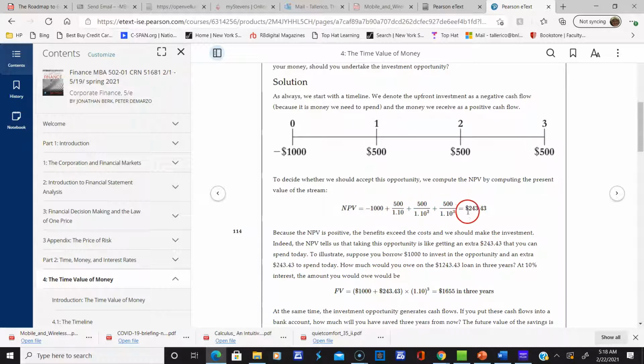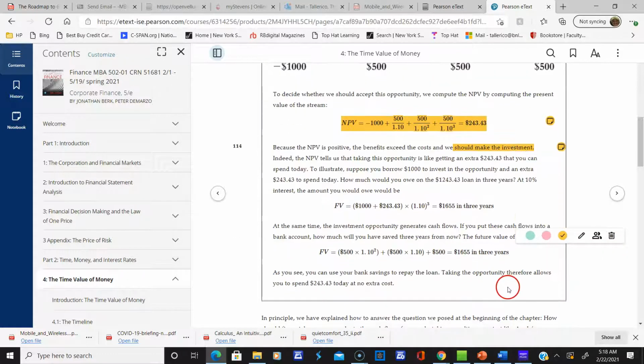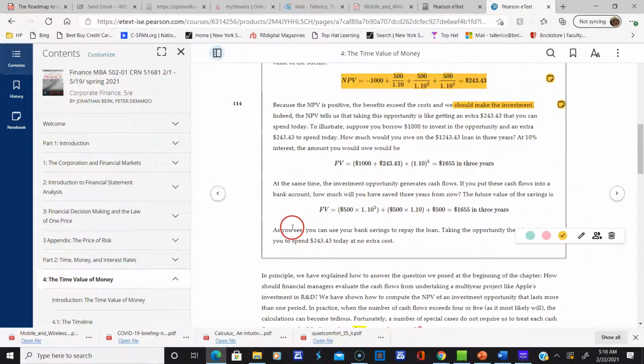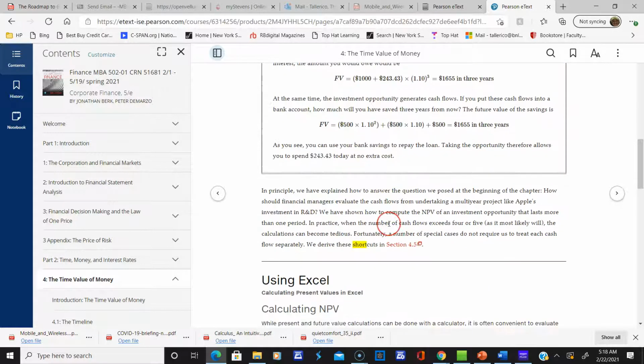I hope everyone's clear about that. And here's your cash flows. So the net present value is positive, so this is a worthy investment. So you want to do this investment. So you can see, it says here, look, we should make the investment, okay? As long as that's positive, you want to make the investment, right? All right, so that's an important consideration.